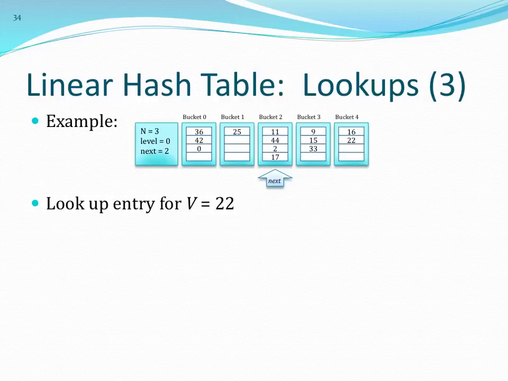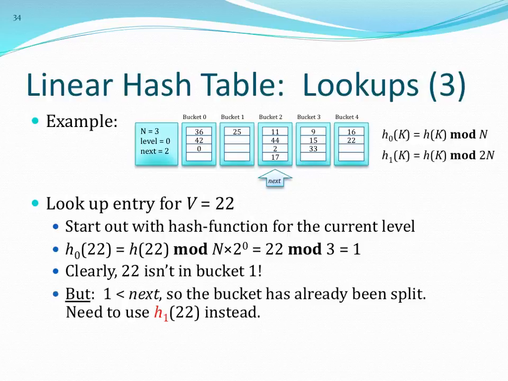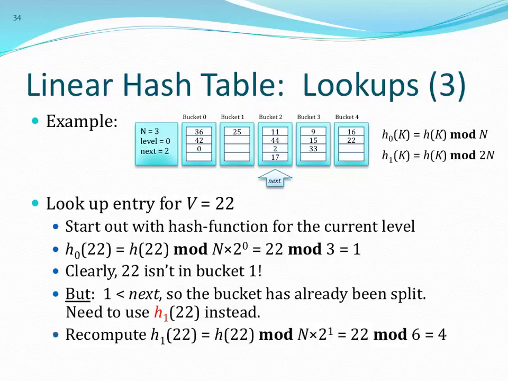Okay. So you can see how this lookup mechanism works. So hash function for the current level, do the math. Now, again, pretend we don't know that clearly 22 is not in bucket 1, because we haven't gone and done the disk IOs to look it up yet, but it's still true. We look at next, and we say, oh, that bucket's already been split, so I apply the next level hash function, and that tells me where to go. And lo and behold, that is exactly where it is. Okay, any questions?